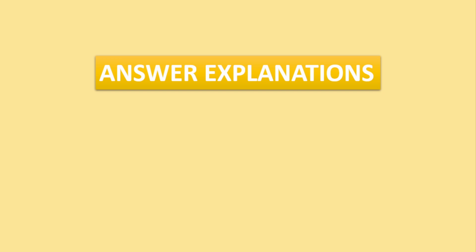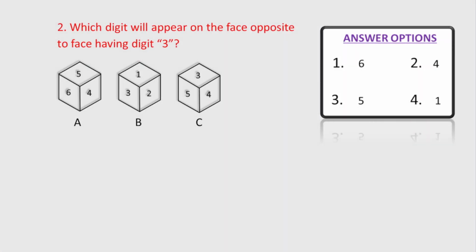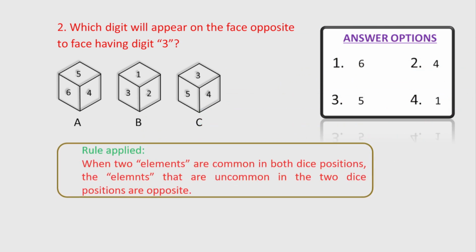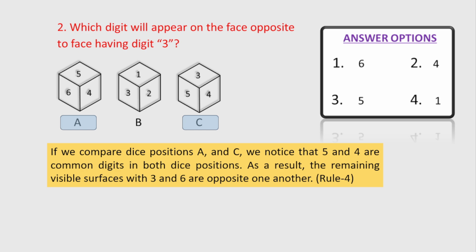In all the problems from 2 to 5, the rule applied is when two elements are common in both dice positions, the elements that are uncommon in the two dice positions are opposite. If we compare dice positions A and C, we notice that 5 and 4 are common digits in both dice positions. As a result, the remaining visible surfaces with 3 and 6 are opposite one another.